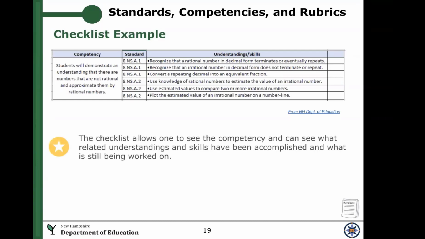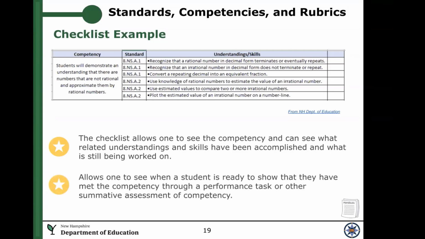But again, the checklist allows us to see the competency and those related skills that need to be accomplished, or maybe what still needs to be worked on. It also allows you to see when a student's ready, when have they met these particular skills so that they can show what they know about that particular competency, and what sort of task are we going to be able to use to figure out have they met that particular competency.